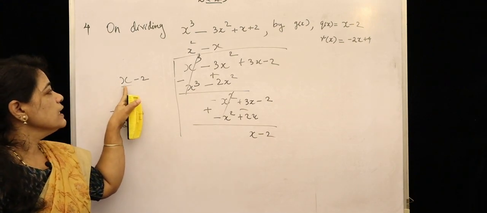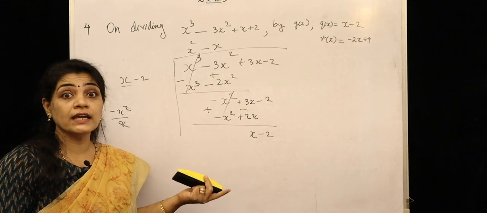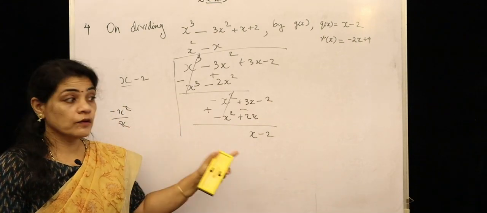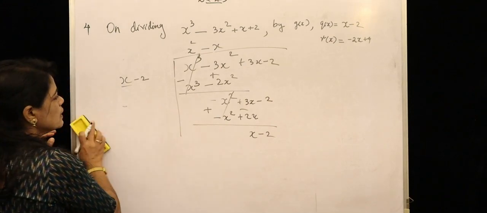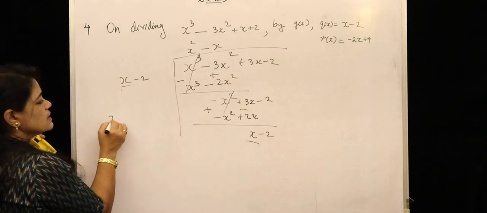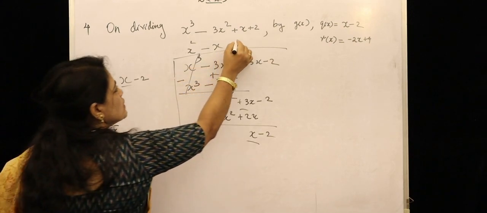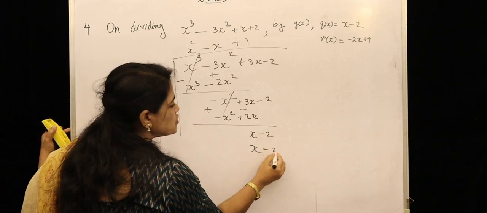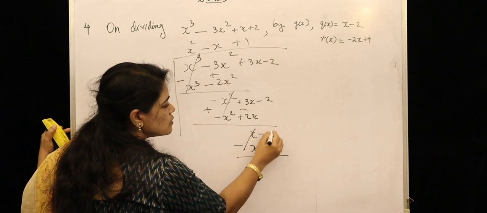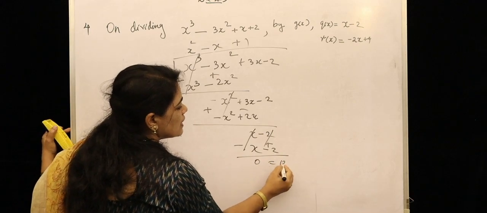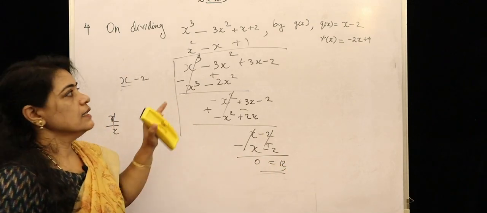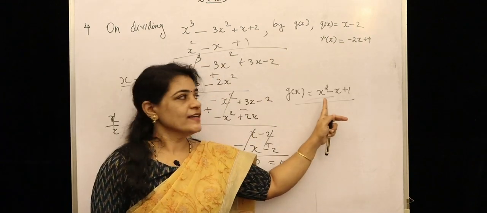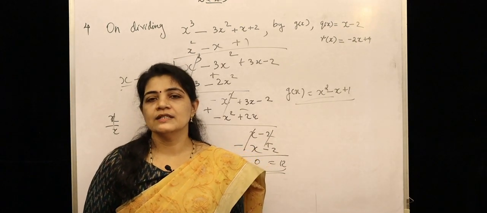Now the degrees are the same, but the remainder must be either 0 or of degree less than the divisor polynomial. Now it is equal, so we have to continue the division. x divided by x is 1, so positive 1, so 1 into x is x, and 1 into minus 2 is minus 2. Changing the sign, you will get 0. This is the remainder. That means the new g of x. What is asked? Find g of x. So this is g of x, x square minus x plus 1. That is what is asked.